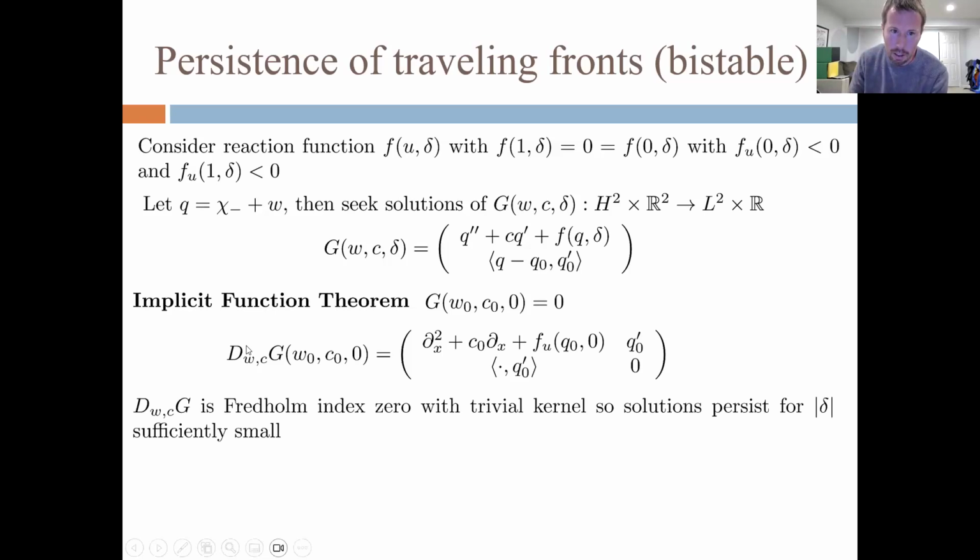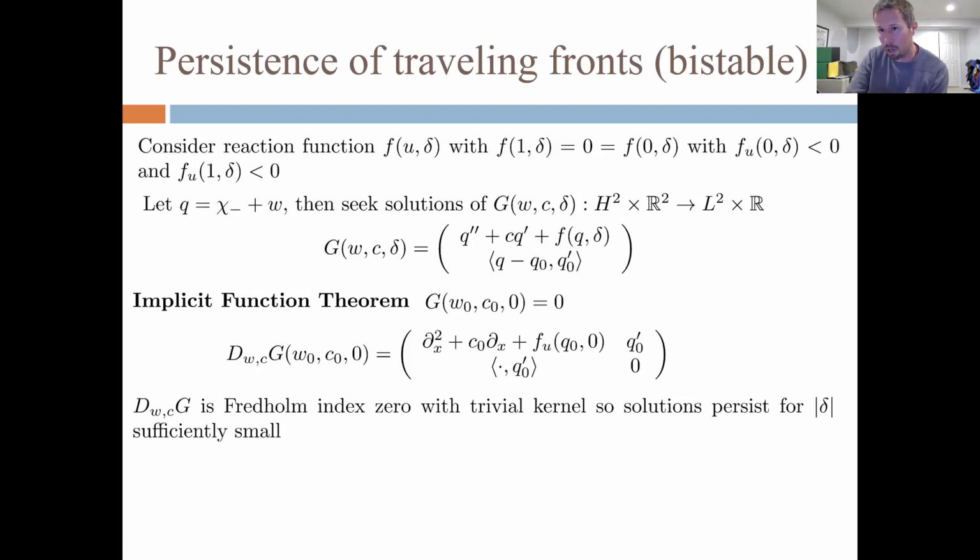So the key point is that this linearization is Fredholm with index 0, and it has a trivial kernel, so you can invert it, okay? And you can apply the implicit function theorem, and solutions persist for sufficiently small delta, okay? The key reason why this has no kernel, right, is you think about this linearization about the front. It has a kernel element, which is the translation, the derivative of the front profile, which is the translational eigenfunction. But you've effectively removed that by imposing this phase condition, okay? So the linearization is Fredholm index 0. It's got a trivial kernel, so you can continue these things.